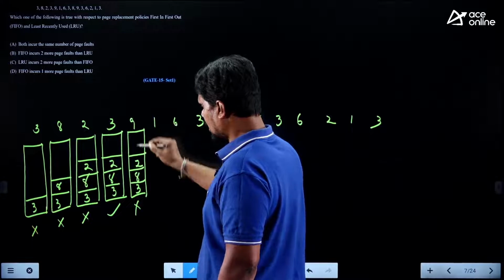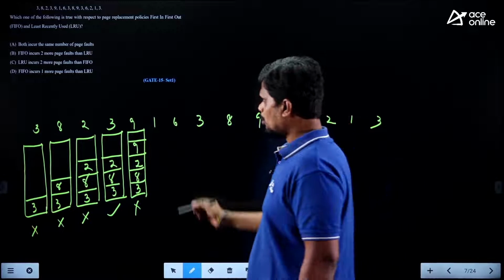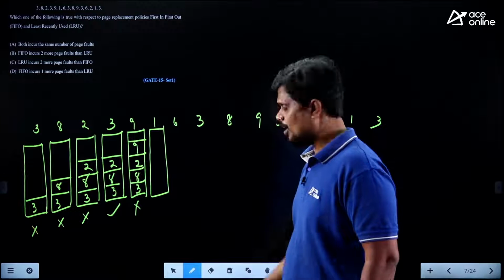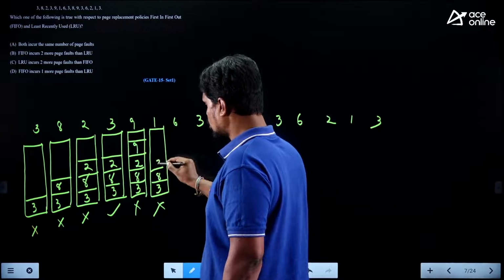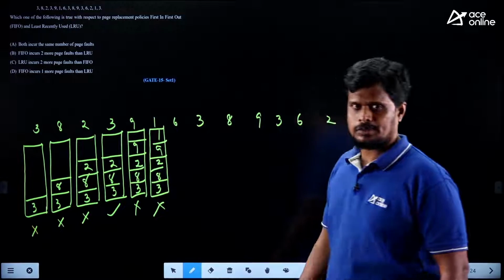So 3, 8, 2 and 9 we are bringing into the main memory. Now the CPU is willing to access page 1, but page 1 is not part of the current main memory, which is also resulting in a page fault. So that is 3, 8, 2, 9 and 1. So now the memory is full.